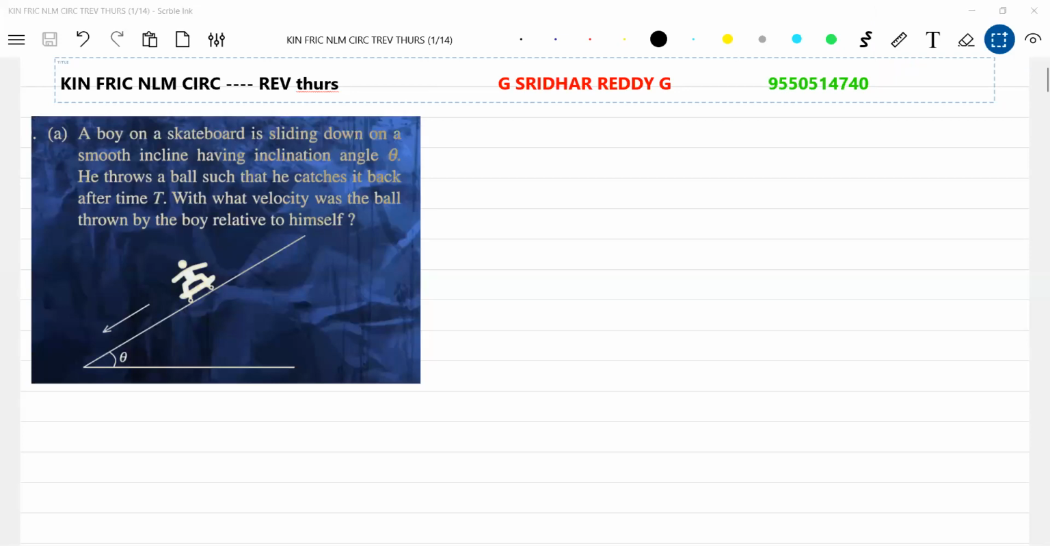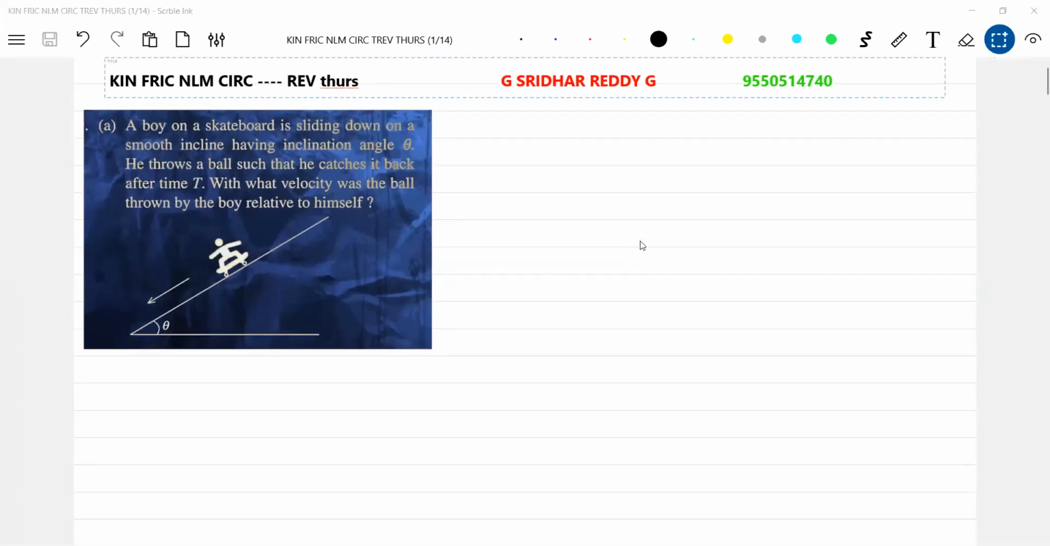Okay, we'll continue with the numericals. Read the question. All small numericals I just picked up. May not be very lengthy, all these. Okay, we'll begin like this.